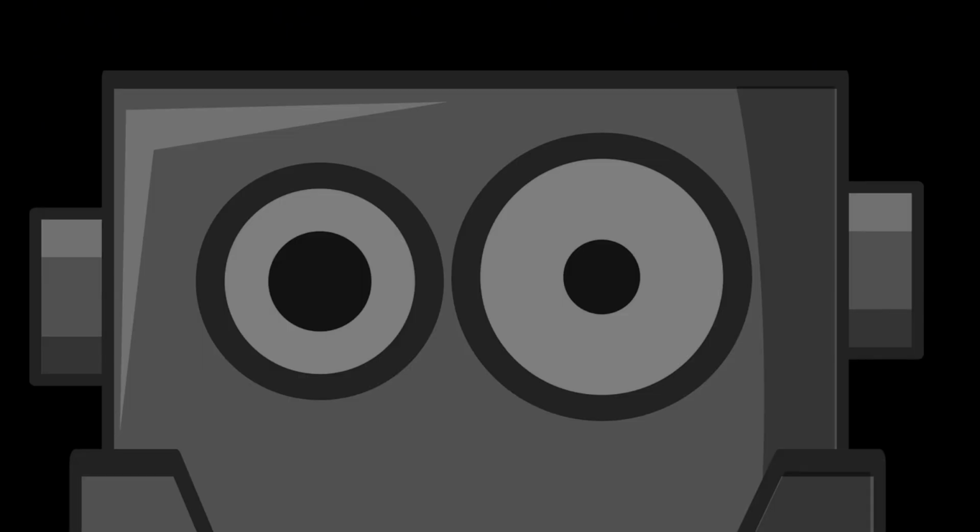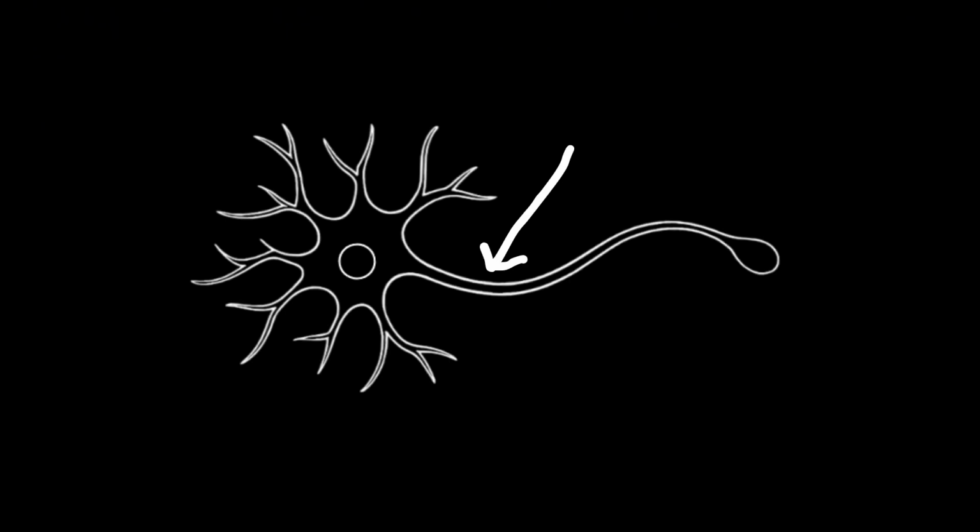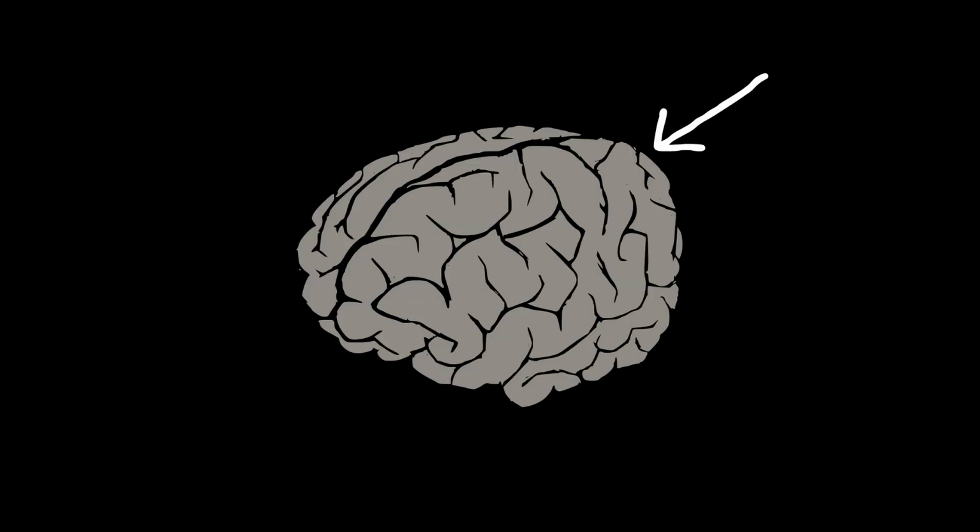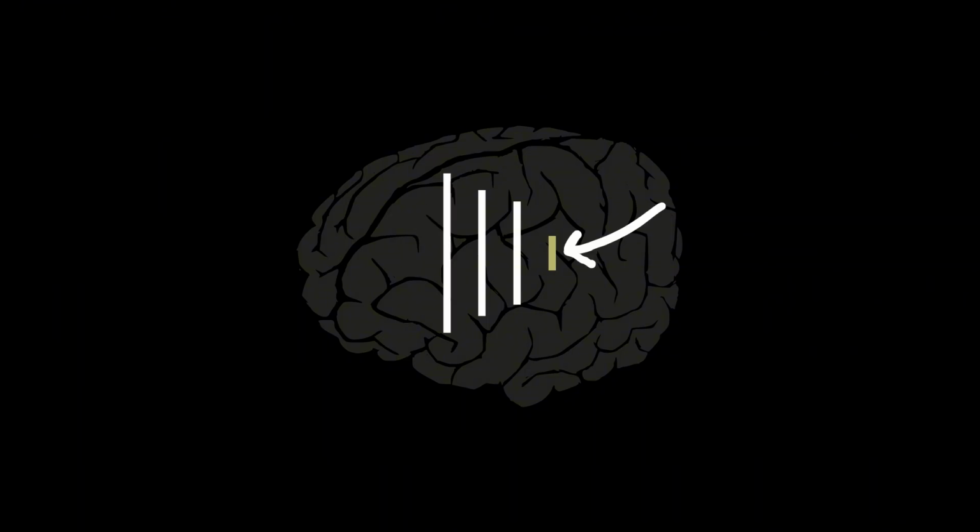But how does he actually see? Neurons. No, not neurons. Robot neurons. This part's juicy, so strap in. We'll give Jimmy's brain 4 layers. Input, output, and 2 hidden ones.